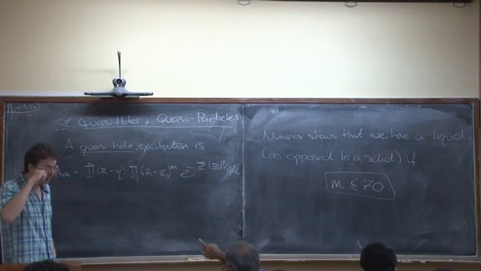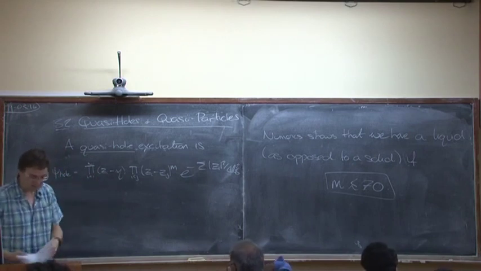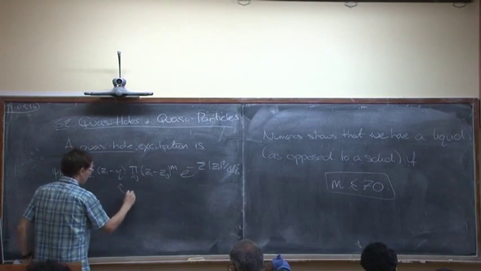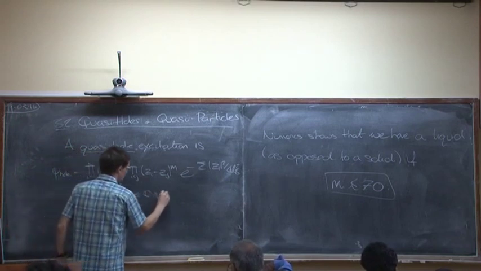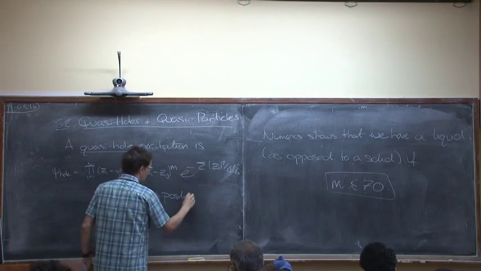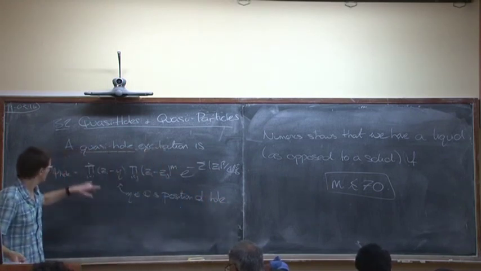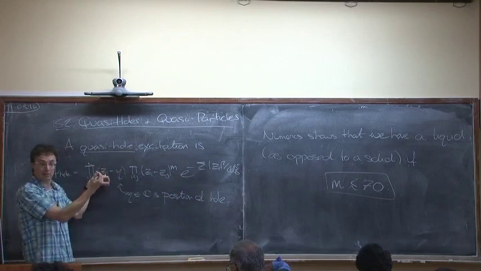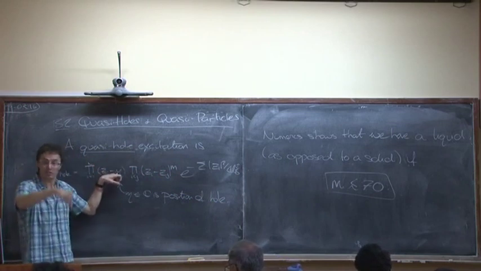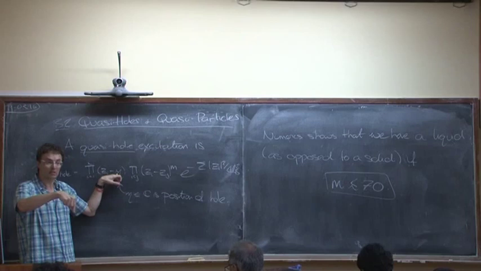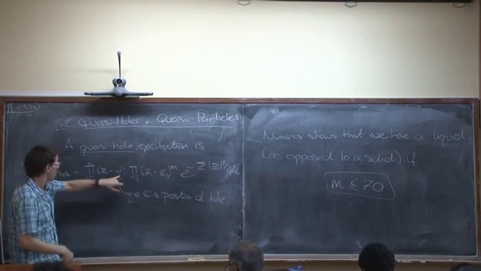Sorry, so eta is the coordinate of the...? Good. So eta is going to be the position of the quasi-hole. It's a complex number. It's the position of the hole. And you can see, the z's are the dynamical variables, but eta is just a parameter that we fix. It's not something dynamical. It's going to be the position of the hole. And you can see what it does.